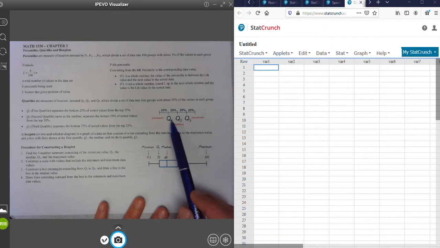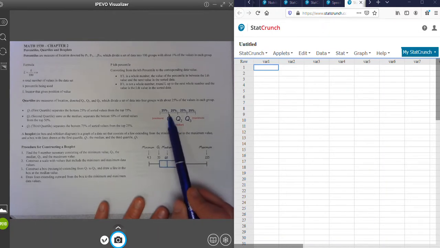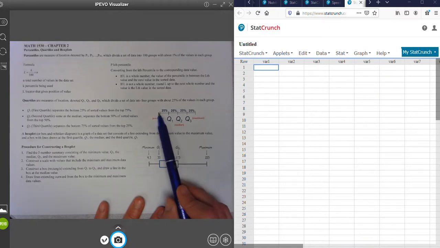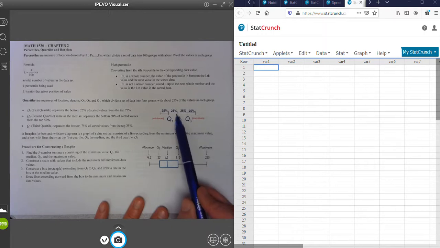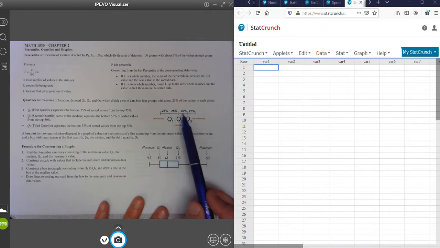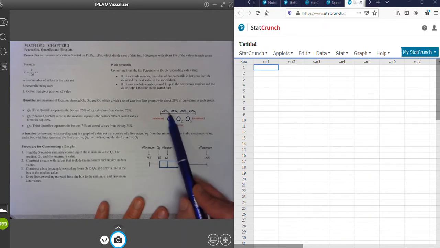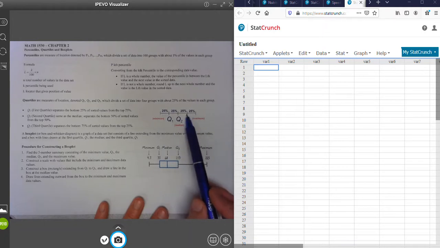We have a minimum value. We also have quartile 1, which would be the location that divides the data set, putting 25% of the data below it and then 75% above it. Quartile 2 is in the middle. That puts half or 50% below and 50% above. Quartile 3 is a location that puts 75% below, 25% above. And then we have the maximum value.